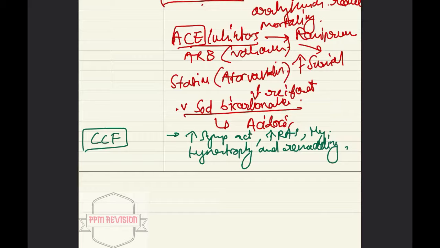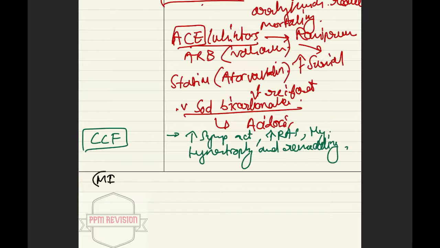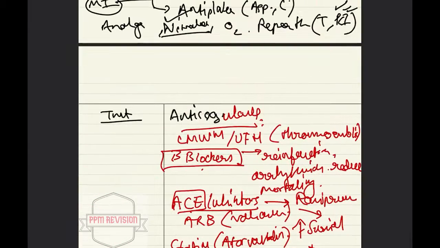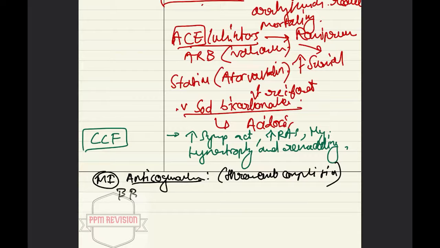Now I'll quickly summarize the page I've just discussed. Here you can see the pharmacotherapy of myocardial infarction. We started with anticoagulants, which can be low molecular weight heparins as well as unfractionated heparin, and they prevent thromboembolic complications. Looking further, beta blockers can be given, and they prevent reinfarction as well as arrhythmias, and also reduce the mortality.